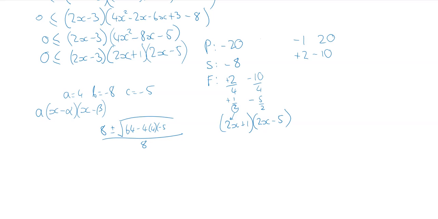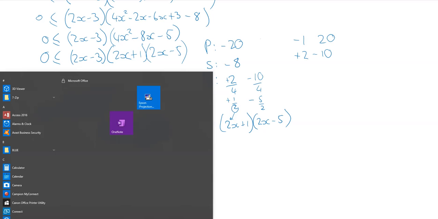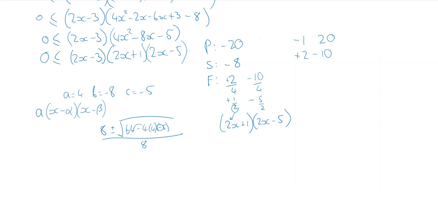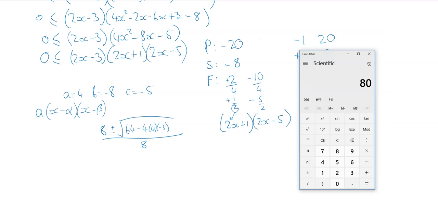4 4s are 16 times 5. Let's bring up the calculator. 5 times 16, 80. Oh, but that's negative 80, so that's fine. So it ends up being 64 because I've got the negative 5 and the minus here. So 64 plus 80 gives me 144. How convenient. And then the square root of 144 is obviously 12.